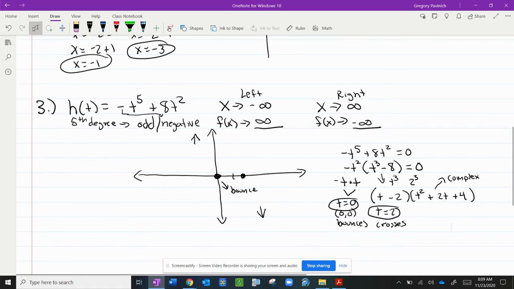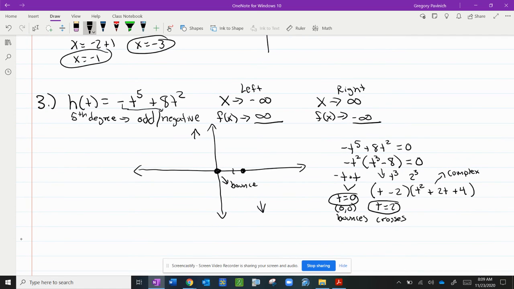So now I know that this fifth degree has two complex and then three reals because I have that double root at 0. So I have found all my solutions. Now I'm just going to give a rough sketch, bounce, come back through, and there's my end behavior. Something like that.